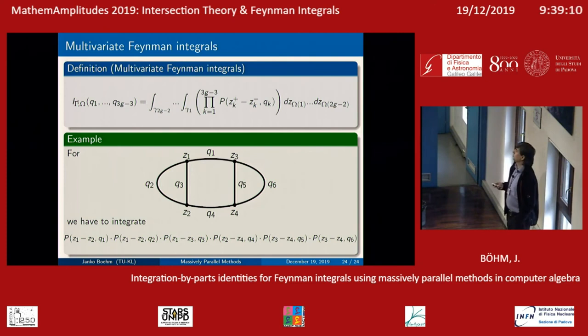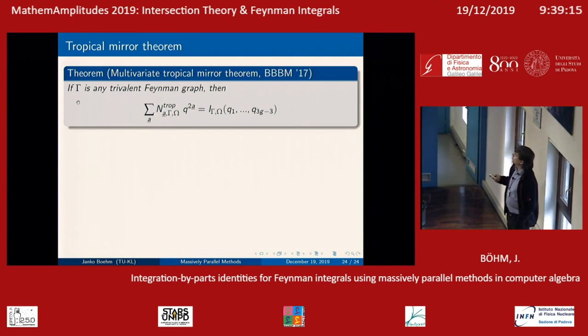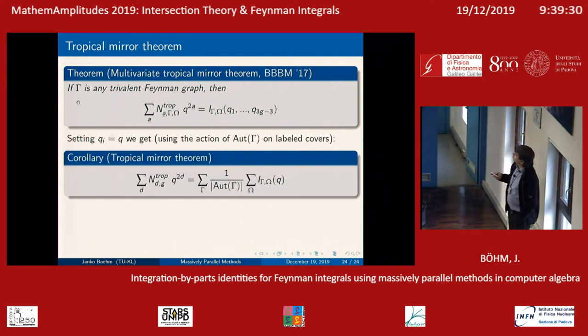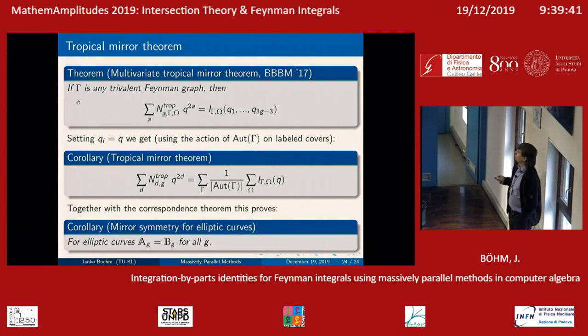So we have this more refined version where you have this multivariate setting in the Qs, and you fix not the degree, but how often the edges come over a base point with which multiplicities. And then we get this refined version of mirror symmetry, which implies the one which was already known for the elliptic curve by a work of Dijkgraaf.